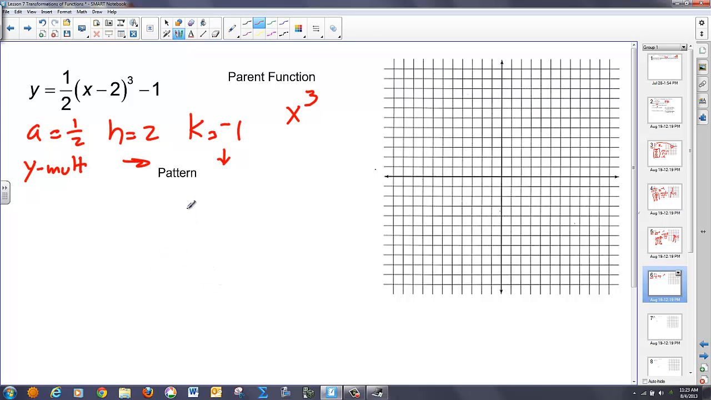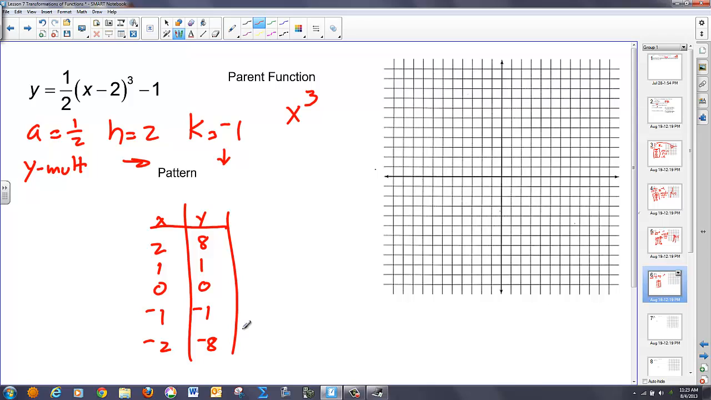So I'm going to look at my basic pattern once again for x cubed. I get 2, 1, 0, negative 1, negative 2, and I get 8, 1, 0, negative 1, negative 8. Here's my x, here's my y. But in this case, I'm multiplying all my y values by a half. If I multiply 8 by a half, I get 4. 1 by a half, I get a half. 0, 0, negative 1, negative 1 half, negative 8, negative 4.